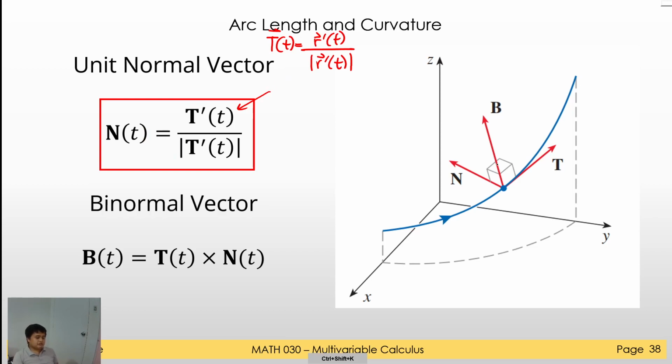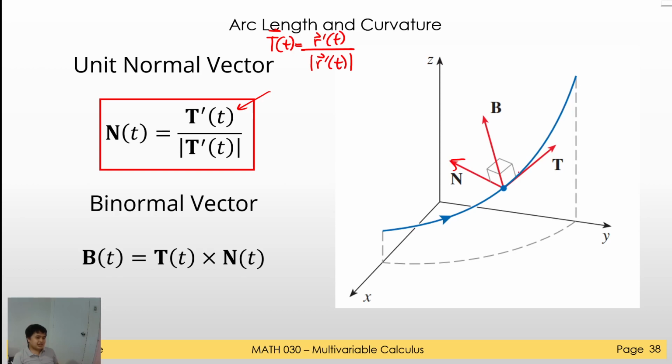So what is a unit normal vector? A unit normal vector is a vector that is perpendicular or orthogonal to your unit tangent vector. So you have this as your formula. Now we have also another vector that is orthogonal to both your unit tangent vector and your unit normal vector. That is your binormal vector.